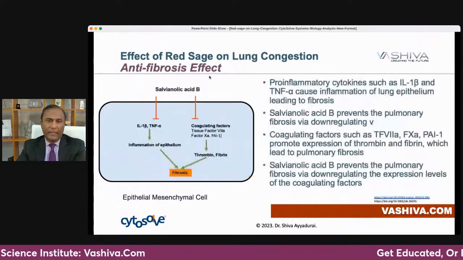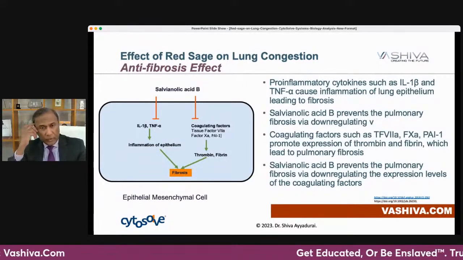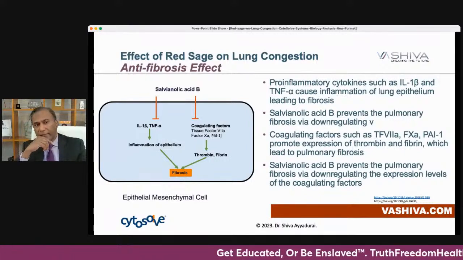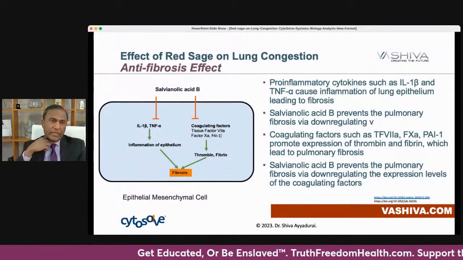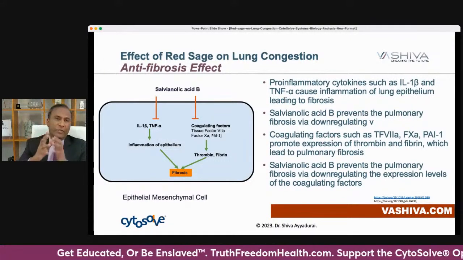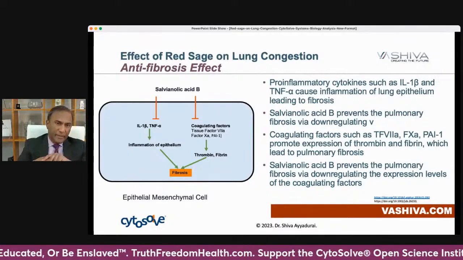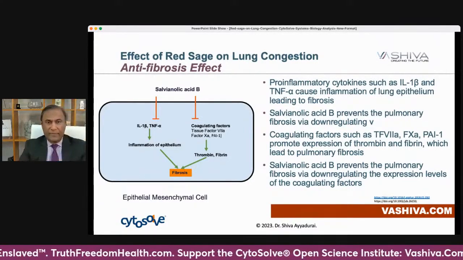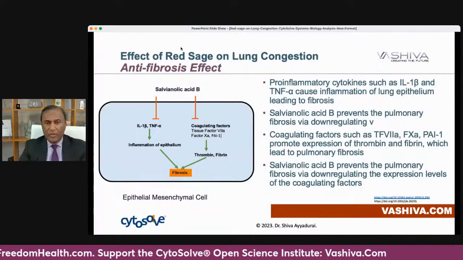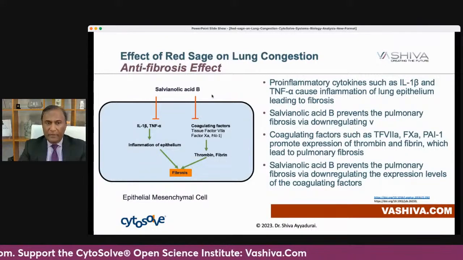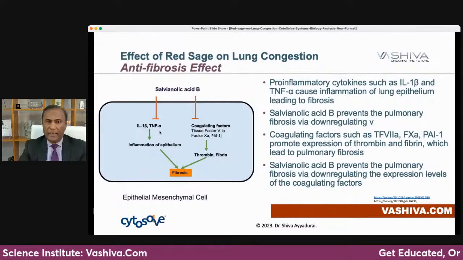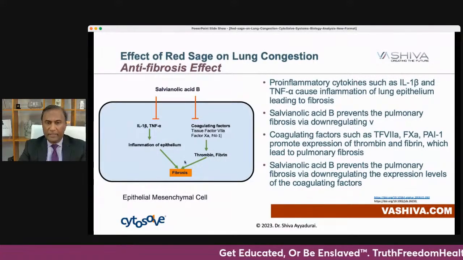Very cool. The next thing is, you can also see there's another chemical in red sage which stops fibrosis. Okay, had I known about this years ago, I would have given this to my mom. But salvianolic acid B also affects this. So if you look over here, there's pro-inflammatory cytokines, your IL-1 beta and TNF alpha, which cause inflammation of the epithelium, leading to fibrosis. Okay.